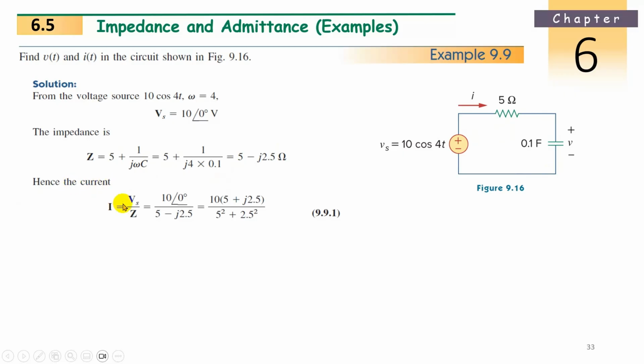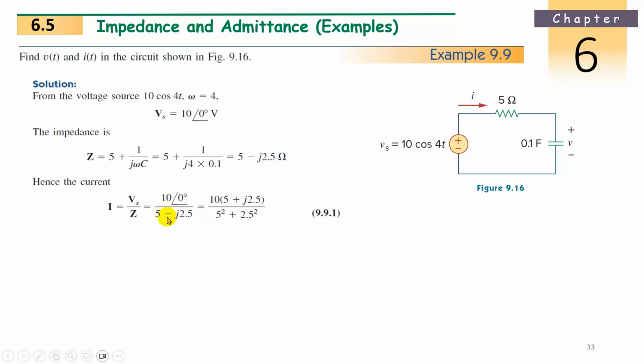Okay, so hence the current. So we got the Z. The current is nothing but I is equal to source voltage Vs in phasor divided by impedance Z. So what is Vs? Already we have 10 at an angle 0. What is Z? We got in rectangular form 5 minus j 2.5.